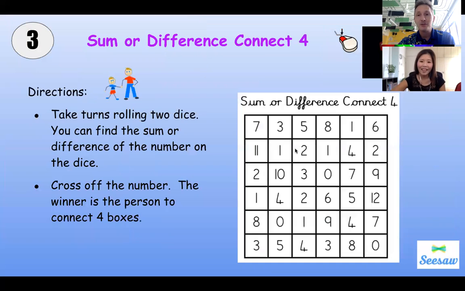All right. And we have a special game for you. It's optional today. Okay, so it's called the Sum or Difference Connect 4. It's a really fun game, but I know if you have a lot to do, then you can stop here and do those 2 seesaw activities. But if you would like to play a math game, go ahead to number 3 and there will be a special instruction how to play this game.